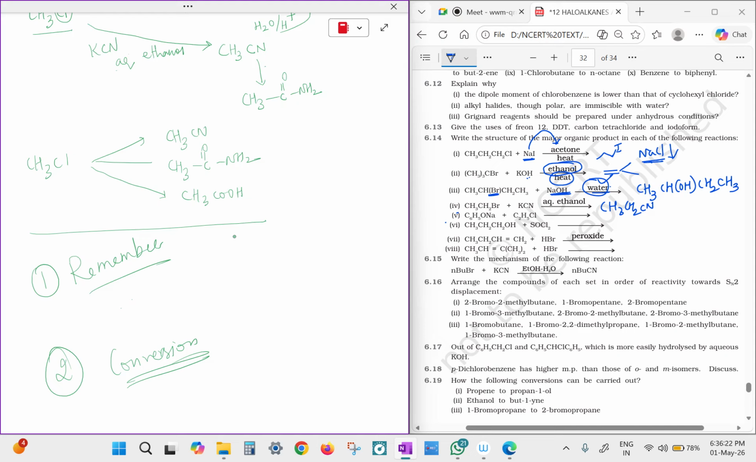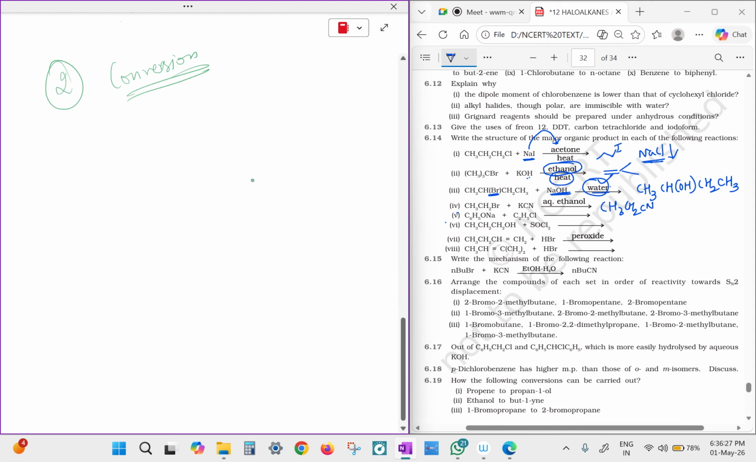Okay. So what I'll try to do is frame some questions from these conversions. As simple as, if I have got, let us say, 2-bromopropane, how do I make it 2,3-dimethylbutane? Come on. I'll give you a hint. Remove the Br, but what do you have to put? I'll give you the hint. Use Wurtz reaction.